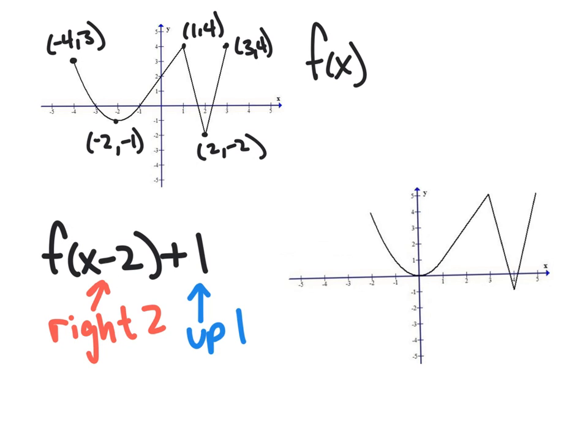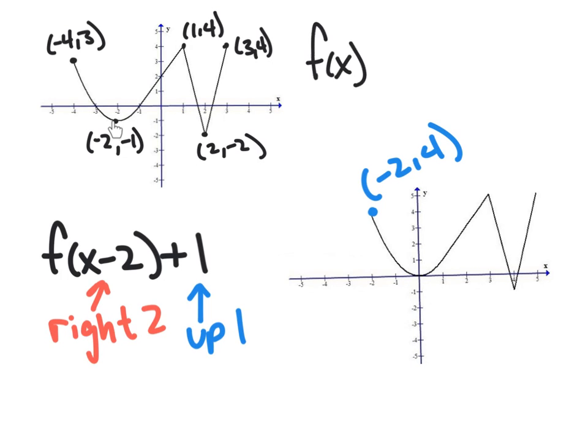So here we have that graph. Let's just check a few of the points. The very first point was negative 4, 3. Shifting this to the right 2 should take us to negative 2, 4. And right here, this is the point, negative 2, 4. We can just check one more point and then we'll move on.